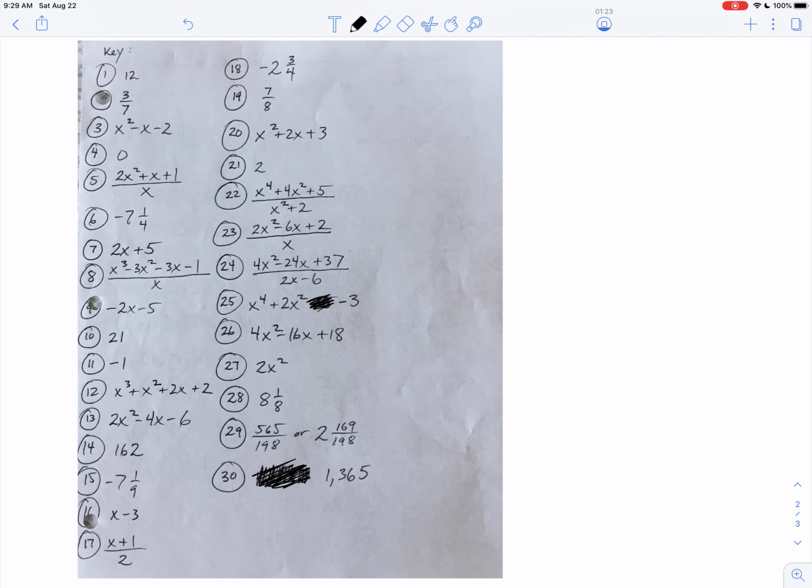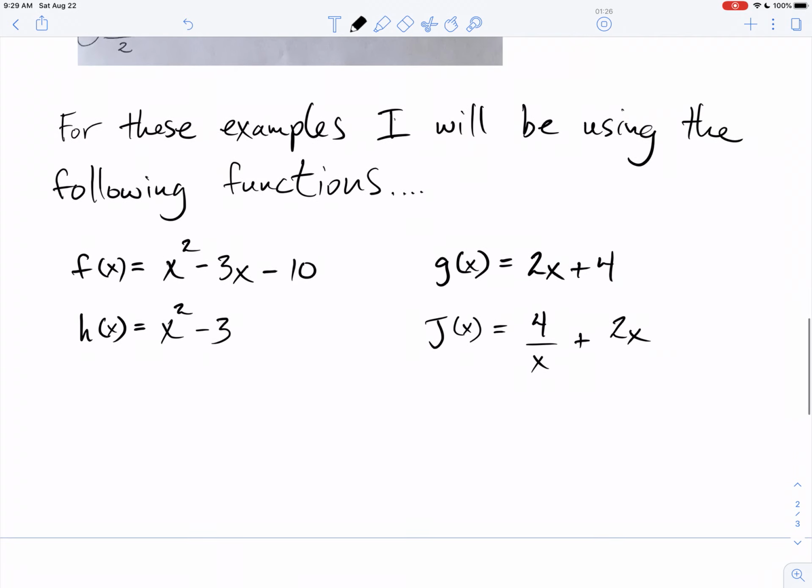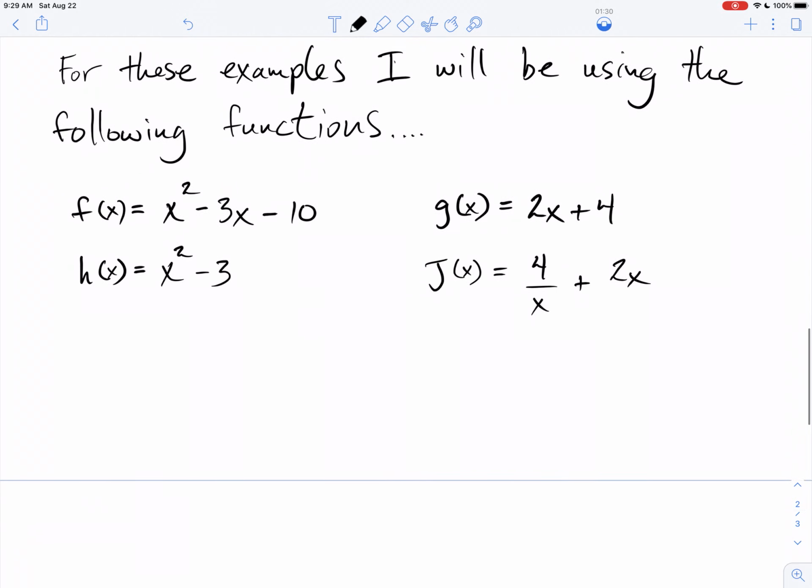All right. Let me show you what I'm going to do. I have to show you how to do this. So for the examples I'm about to do, I'm going to use these functions. They're similar to the ones on the assignment, but please don't get them confused. I'm going to use these ones here for my examples. So let's pick up where we left off.